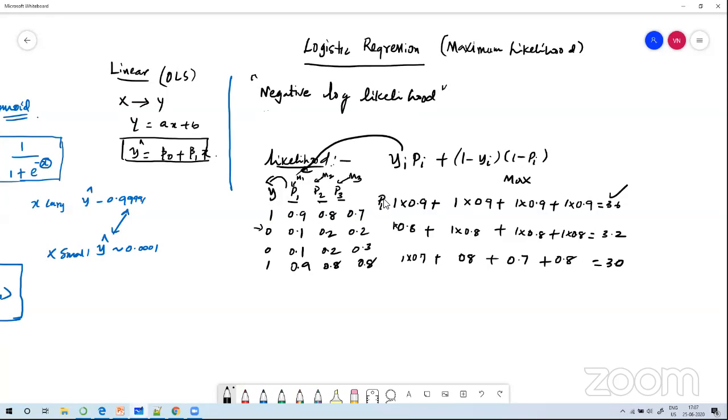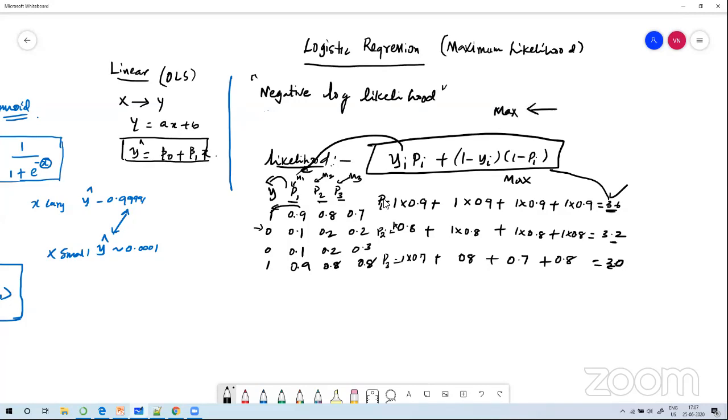So for P1, the likelihood is 3.6. For P2, the likelihood is 3.2. For P3, the likelihood is 3. Now, P1 is the one giving you the maximum likelihood, so we could say P1 is a better representation of y. This is the likelihood equation. Whichever gives the maximum value for that likelihood is going to be the right representation of your data.